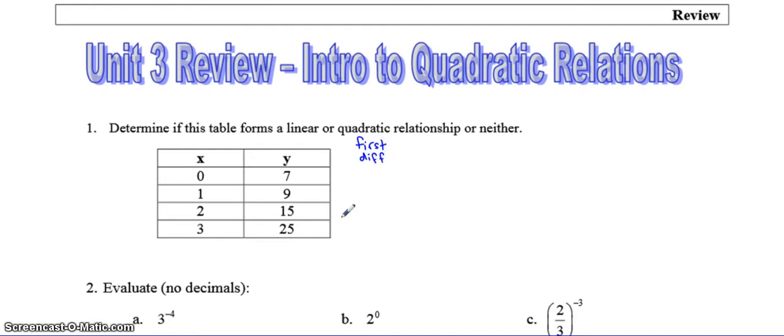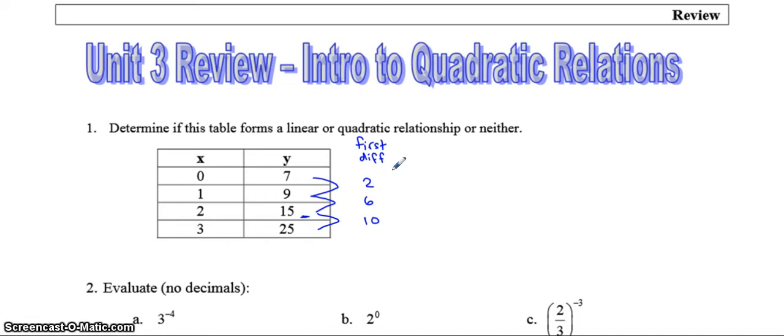So to calculate the first differences, what you want to remember is you start at the bottom and you take y2 and subtract y1. So it's 25 minus 15, not 15 minus 25. So 25 minus 15 is 10. 15 minus 9 is 6. 9 minus 7 is 2.